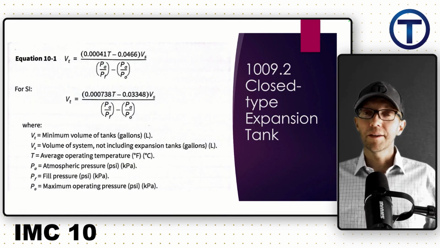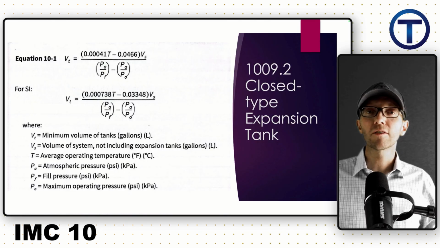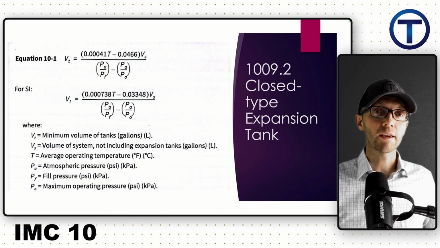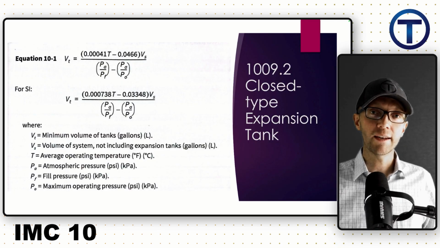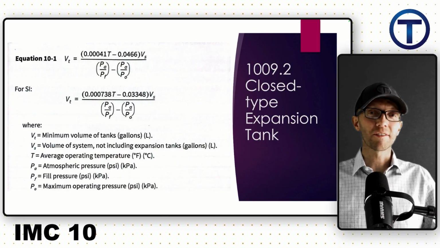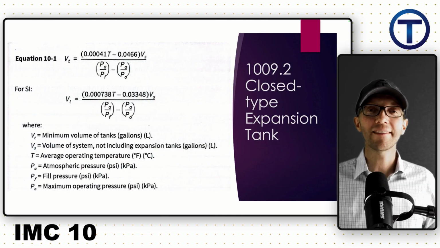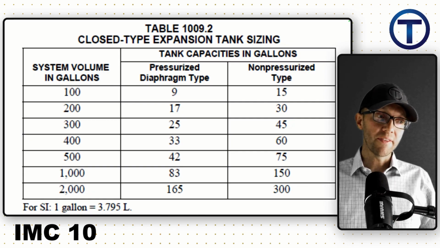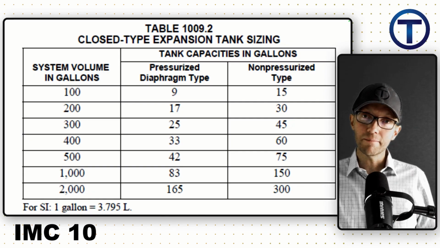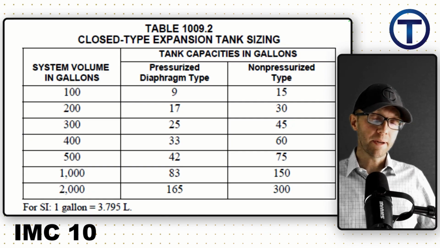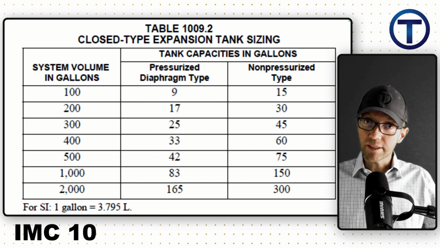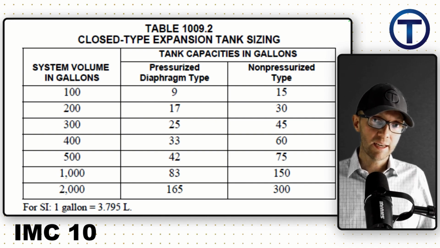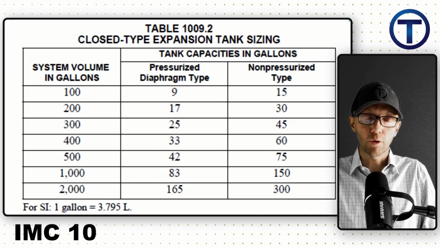Does that make sense? There are some really fancy calculus-looking equations for how to calculate the size of your expansion tank right here in Chapter 10. I invite you to stare at those for as long as you want and see if you can make any sense out of it. But there is also a table, 1009.2, and this gives us the volume of the system on the left column. So we're talking all the pipes, everything involved with the whole system. Depending on the size of that, you're going to be sizing out your expansion tank, right?